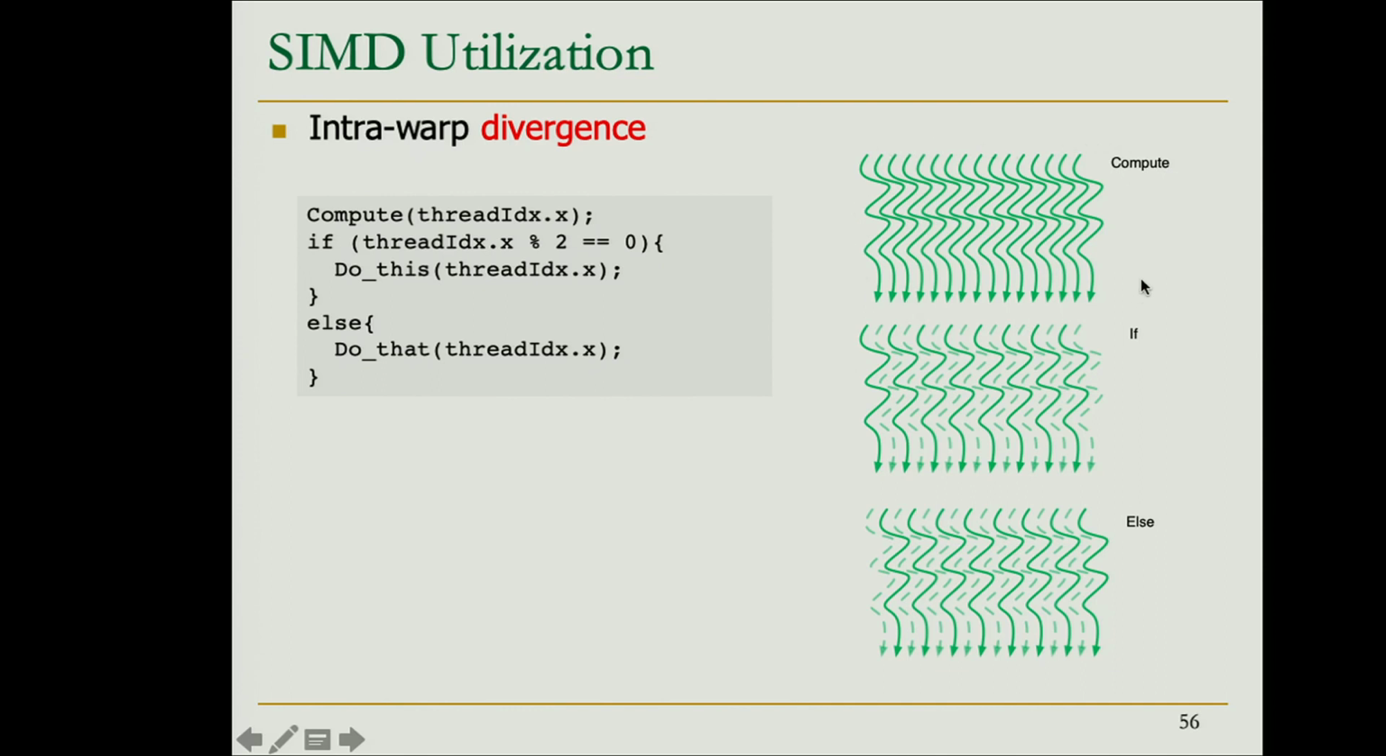If I have warps with 32 threads, and these 32 threads are executing these compute instructions together, perfect, 100% utilization, that's fine. But then we want even threads to do this in the if part, and the odd threads in the else part, right? So the problem here is that half of the warp is unused here, and the other half of the warp is unused here, right? Can we do something here?